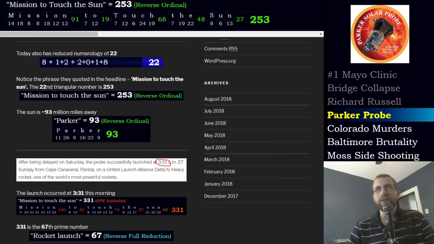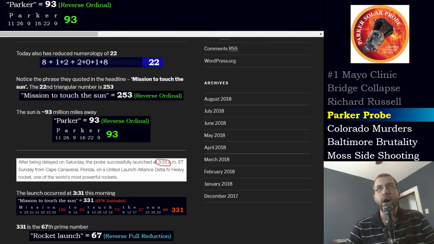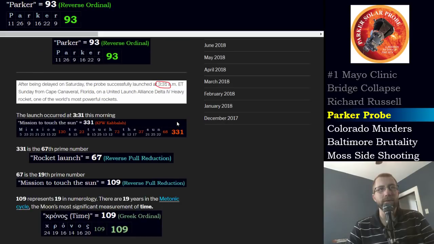And you also got to appreciate the gematria of Parker. Parker equals 93. The sun, 93 million miles away. Of course, this is where the Parker probe is supposedly headed, to the sun.